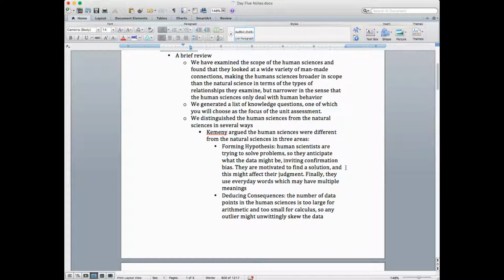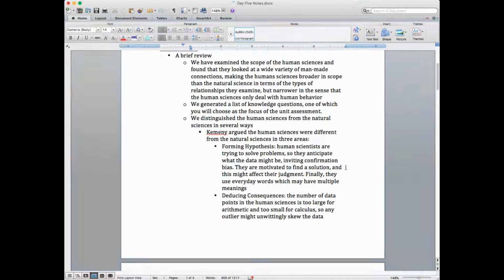Kameny argued that the human sciences were different from the natural sciences in 3 areas, and here I'm just going to offer a brief summary. He said, in terms of forming hypotheses, human scientists are not just looking at things to learn about them, they're trying to solve problems. So they often anticipate what the data might be, and this invites confirmation bias. Since they're motivated to find a solution, this might affect their judgment. And finally, the human sciences have to use everyday language, and these words have ambiguous, multiple meanings, which might lead to ambiguous results. There's also an issue with deducing consequences that makes it very different from the natural sciences.